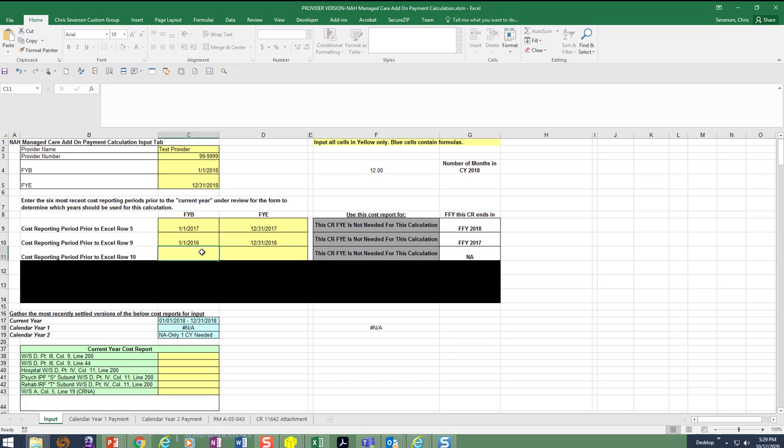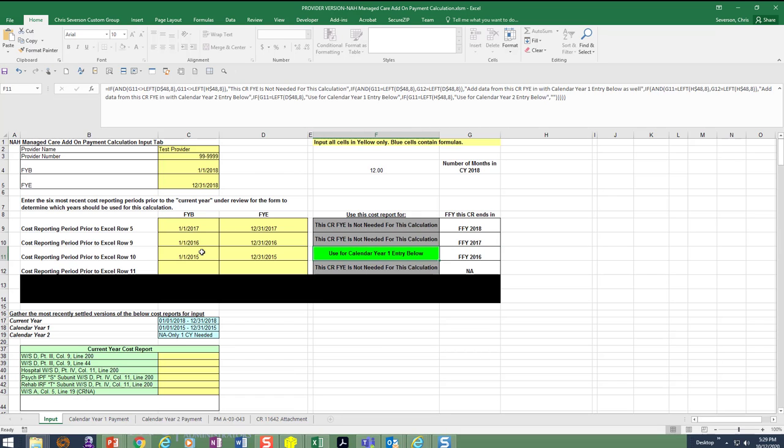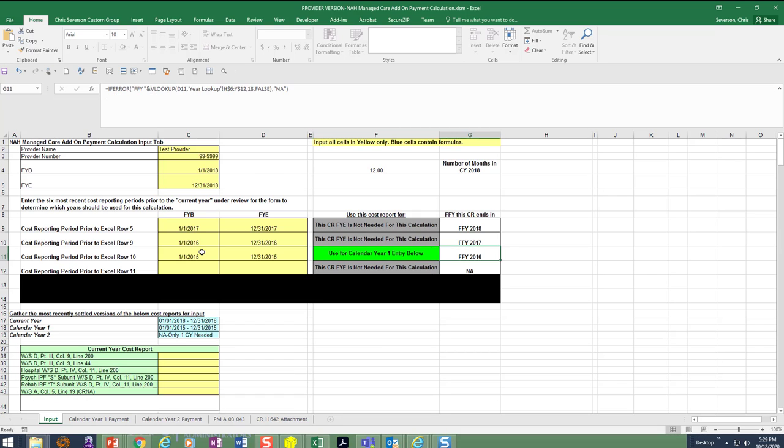Now we move on to the 1/1/15 through 12/31/15 cost report. And notice right now it says use this for calendar year 1 entry below. And that's because it begins in federal fiscal year 16, which is 2 years prior to 18 for the cost reporting period. That's where that comes from. Now, since this is a calendar year cost report, we know we don't really need to go any further. But if you're concerned, you can enter all the years in if you want.